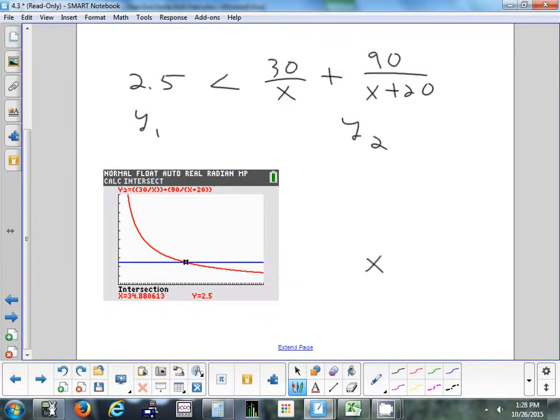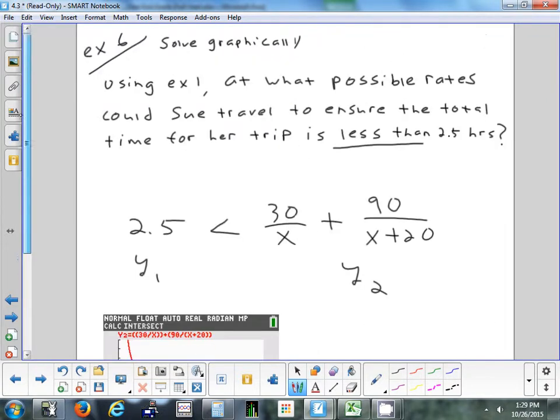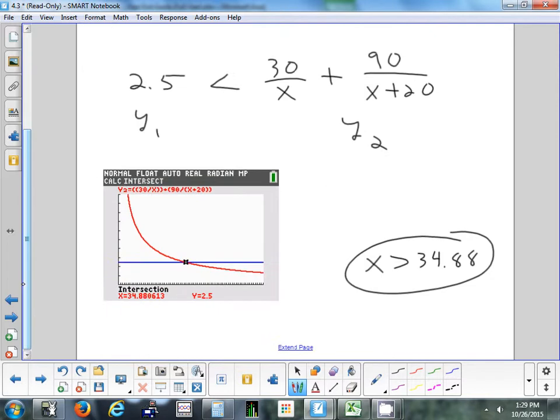Less than 34.8? No, greater than. I should be greater. It is a little confusing if you read the problem. It says they want her time to be less than, but you actually use greater than in the final answer.